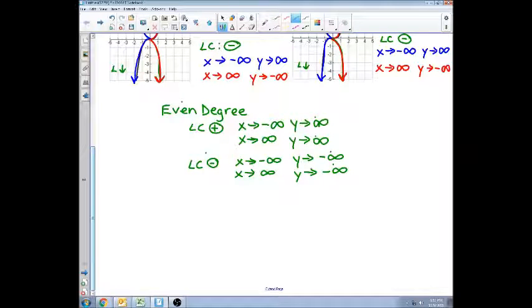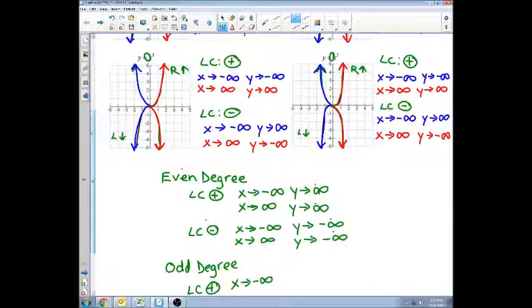All right? The other thing that we looked at were odd degree problems. There was a definite pattern there with the odd degree problems as well. What was the pattern for when my leading coefficient was positive? Well, as x approached negative infinity, let's look up here at my graphs. As x approached negative infinity, my y approached negative infinity.